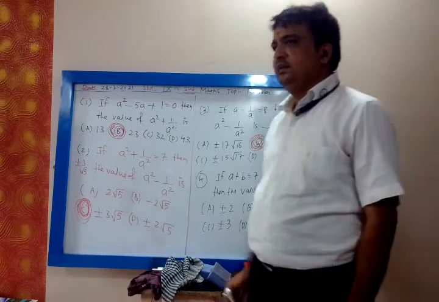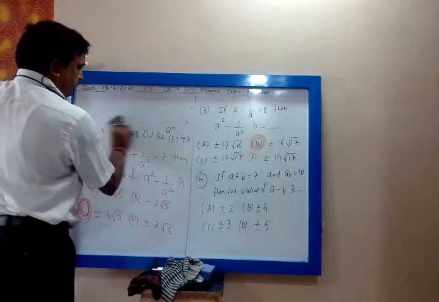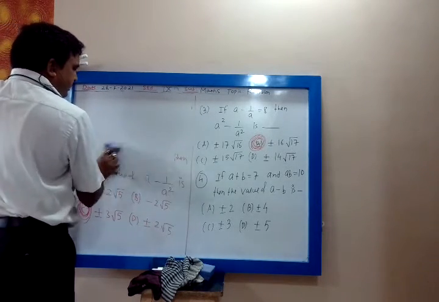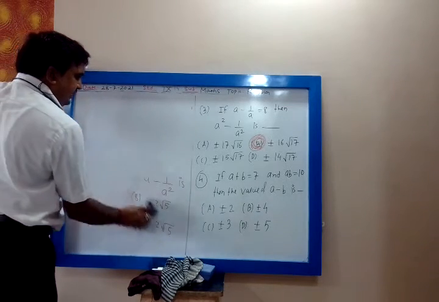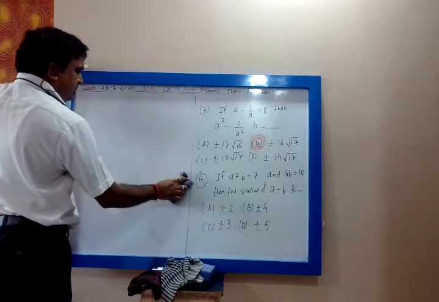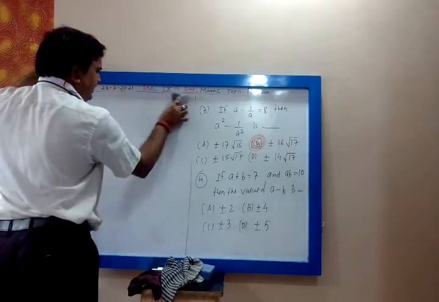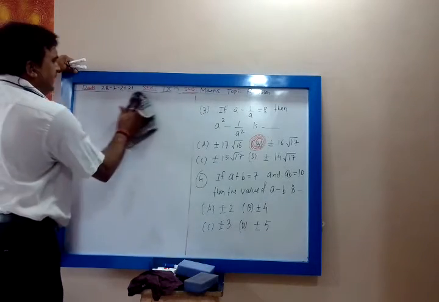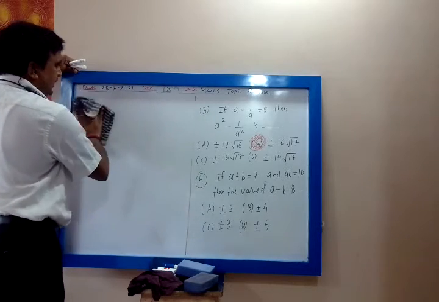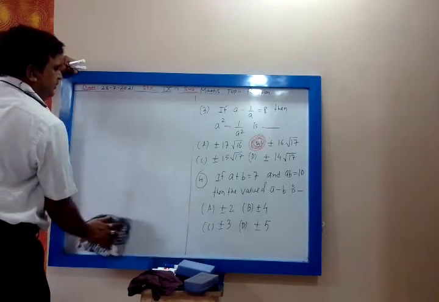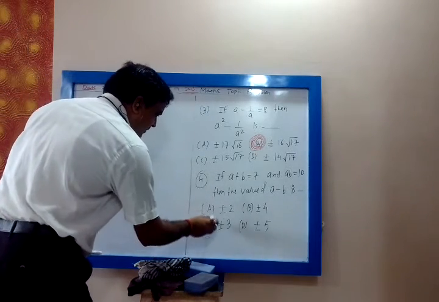Then what about this fourth one? A plus b is 7. Okay, so how will you find a minus b? You will consider from a plus b, you will find, use the direct formula. A plus b whole square minus a minus b whole square is 4ab. Just substitute the value and simplify. So the correct answer is plus minus 3.